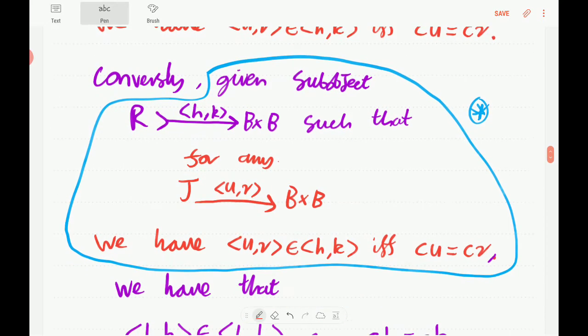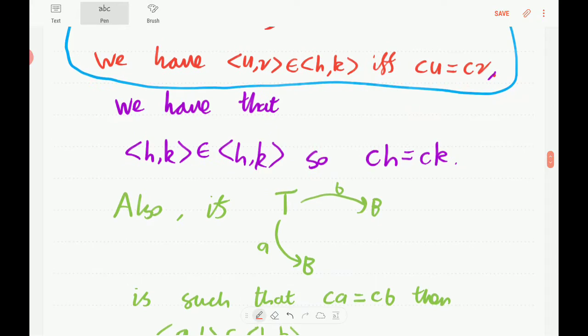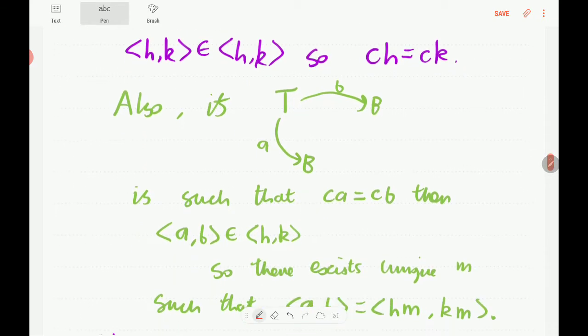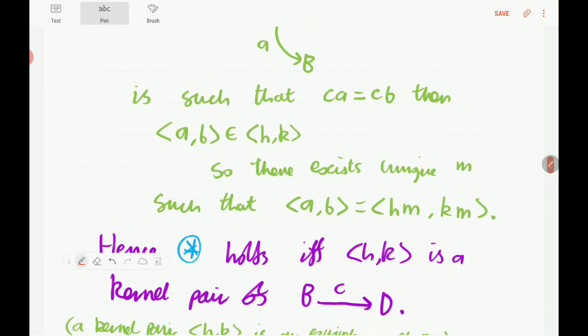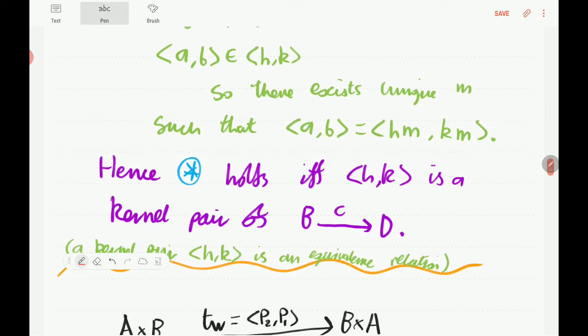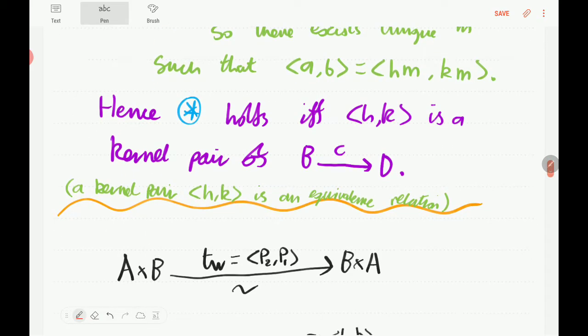So we can show that we can actually just define the kernel pair as this kind of sub-object of B times B with this kind of property. And then we can show that H and K also form this kind of pullback. So we can find this kind of unique intermediary arrow, which we need to satisfy the universal property of a pullback. I'm calling that m here. So again, I'll just show this on the screen and you can pause the video if you're interested to see the proof.